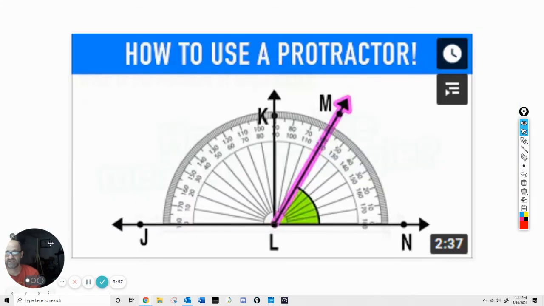How to use a protractor? Watch the video. I don't have a real slick tool for showing you myself. Someone with a better grasp of interactive tools has done this for you, so go watch it.